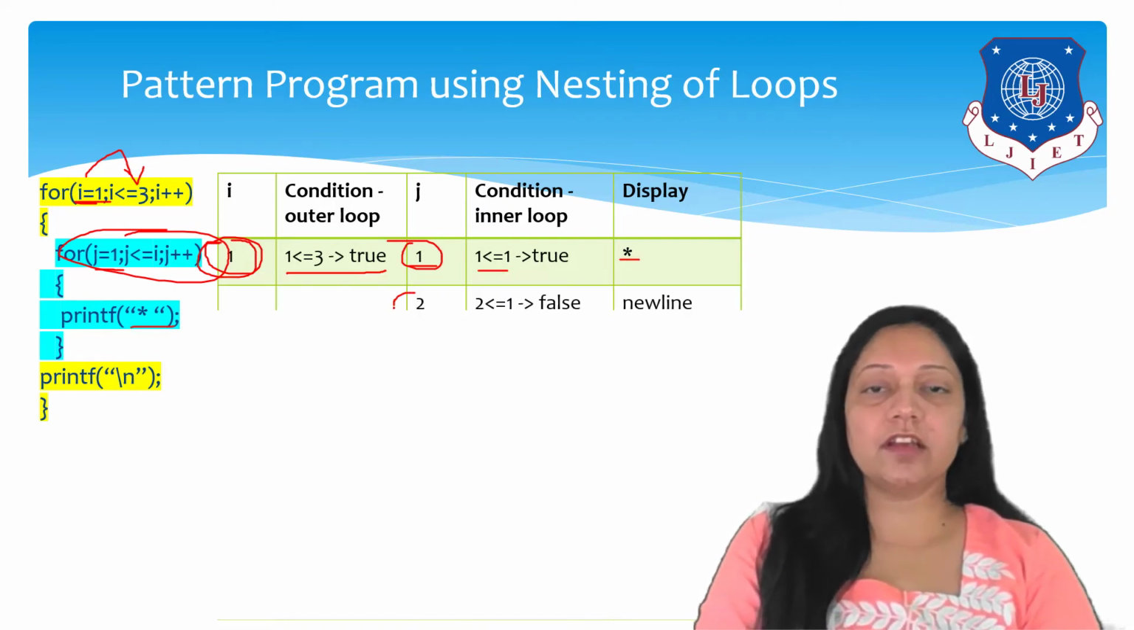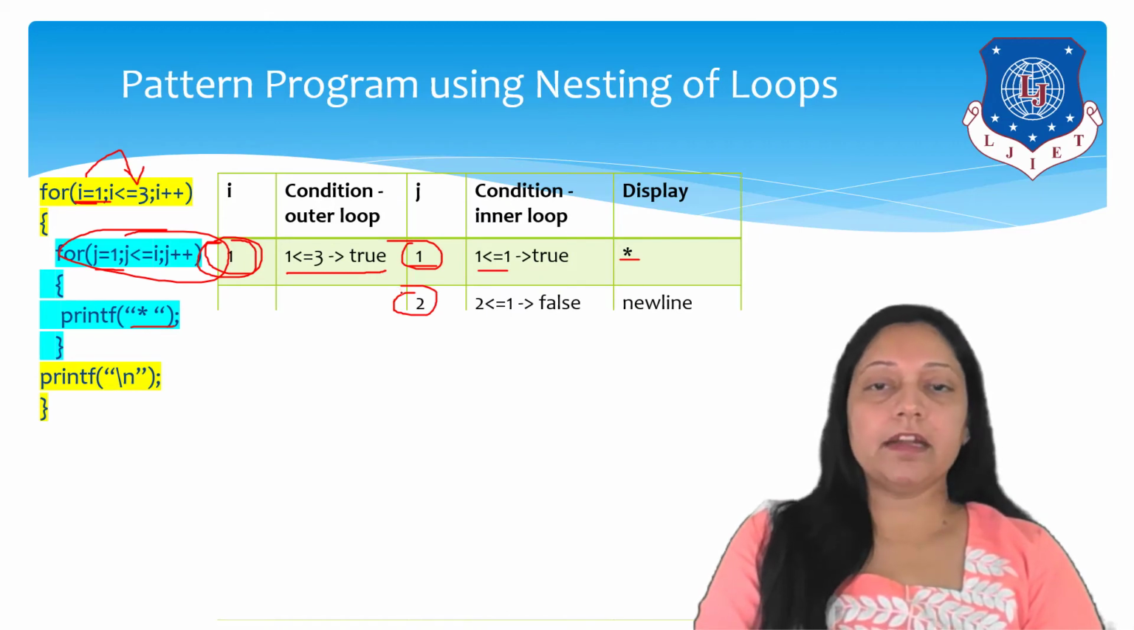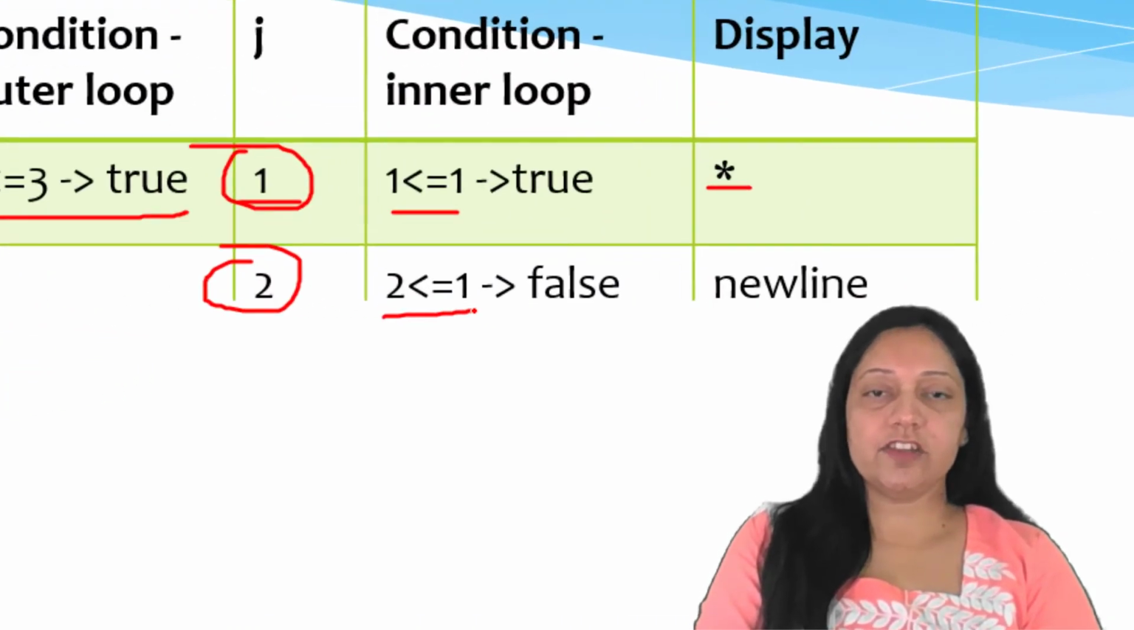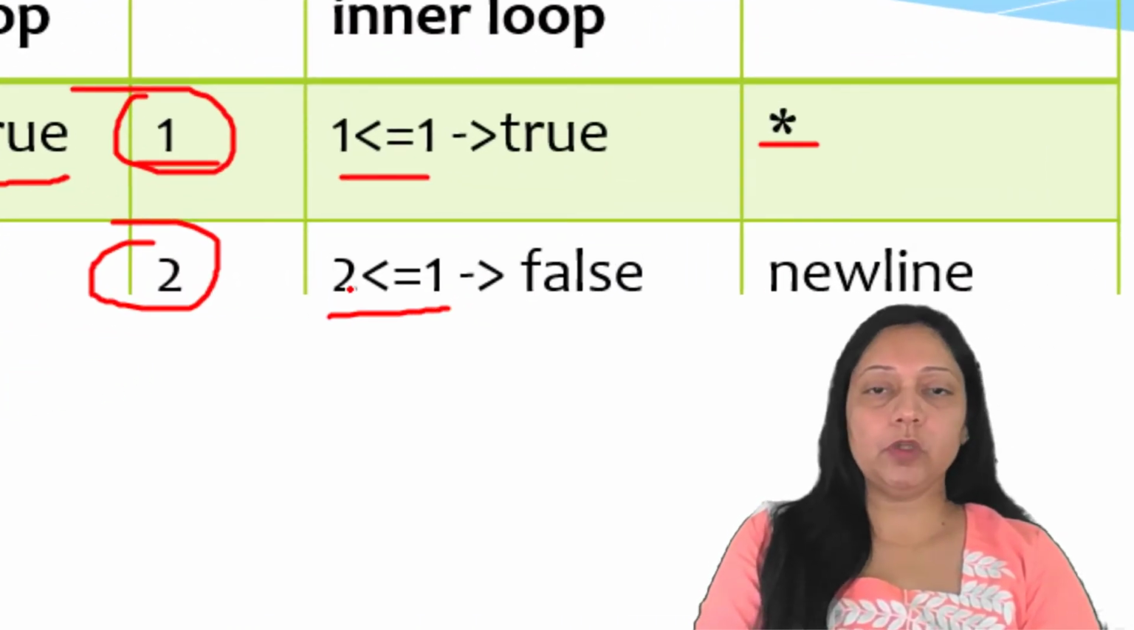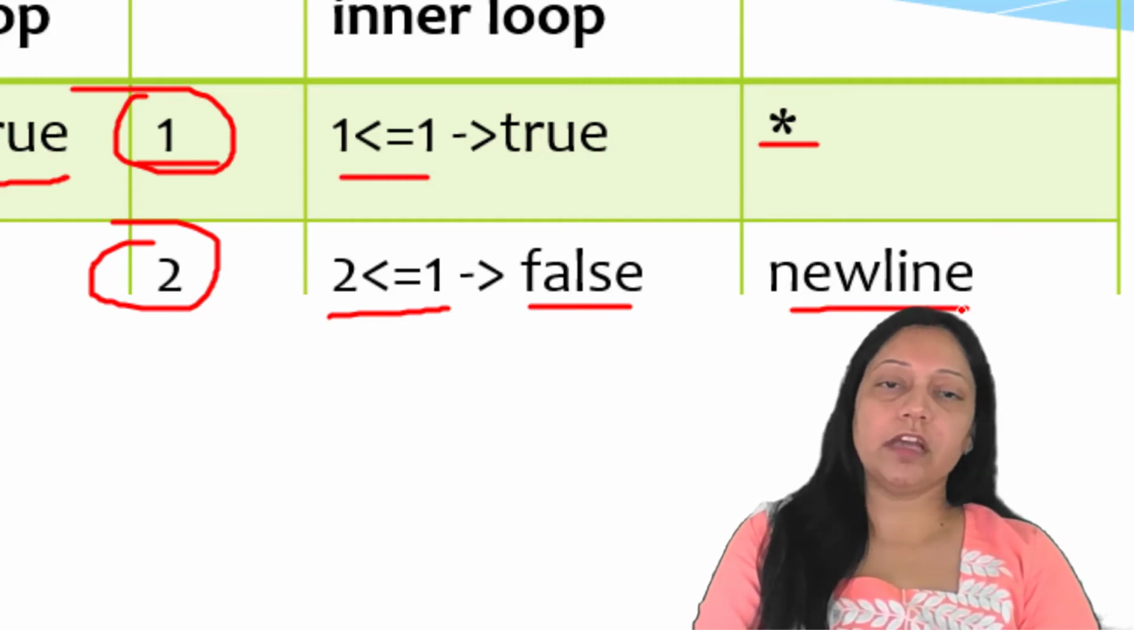In the next iteration, the inner loop update part is executed. So the j value is updated, which becomes 2, and it checks the condition. The condition now becomes 2 less than or equal to 1, which is false. Since it is false, it will exit the inner loop and execute the statement of the outer loop.